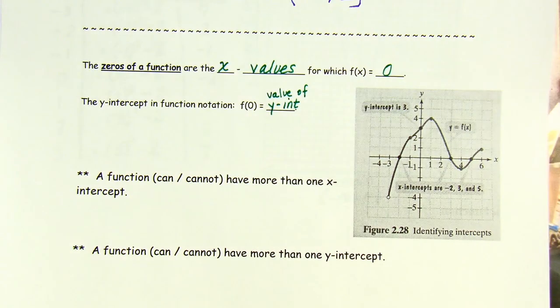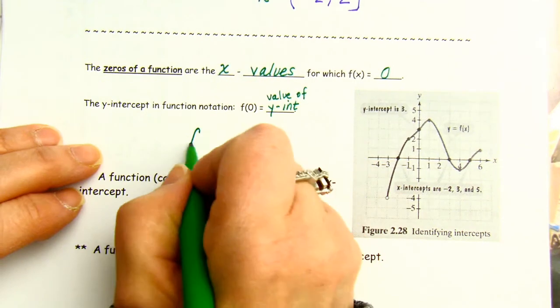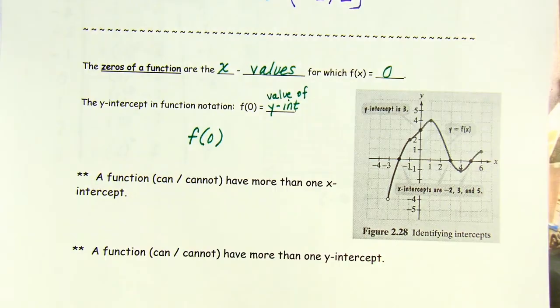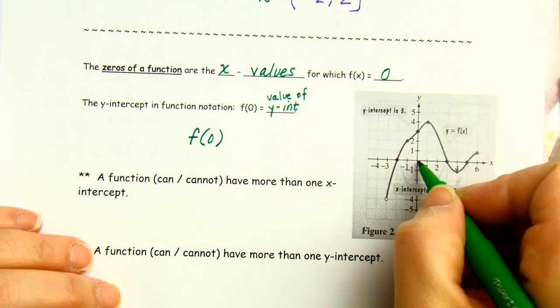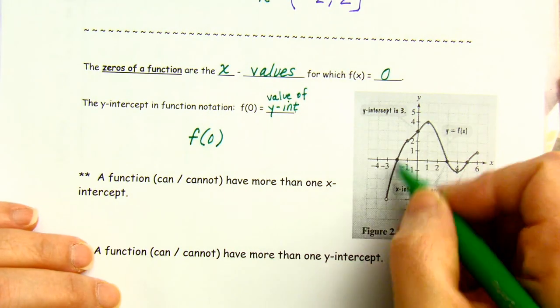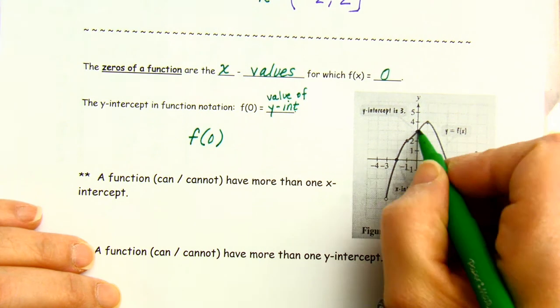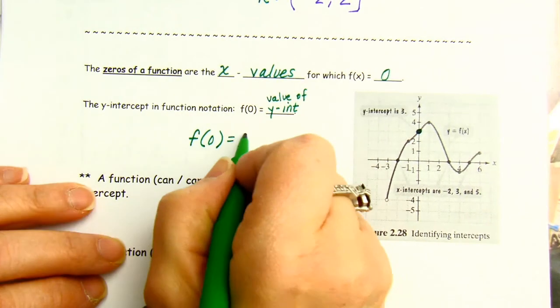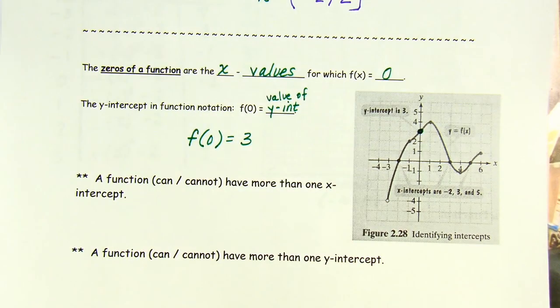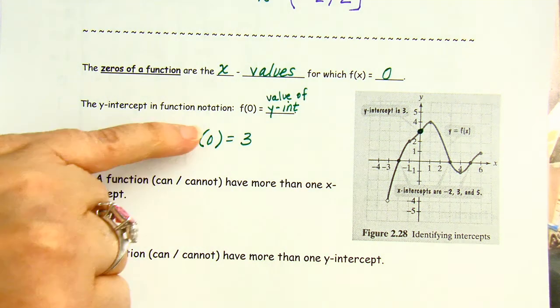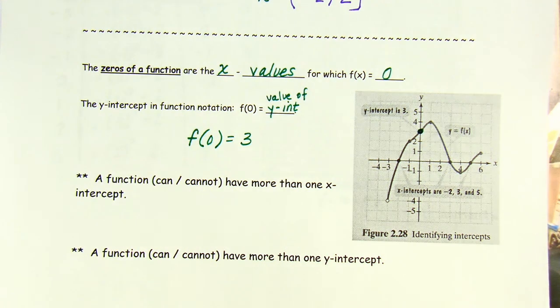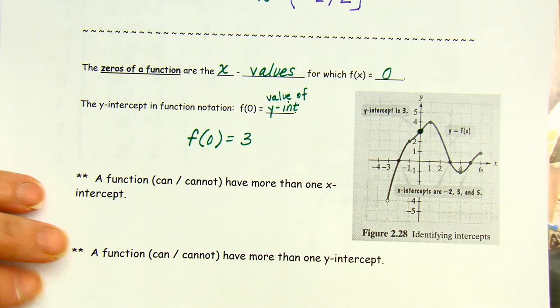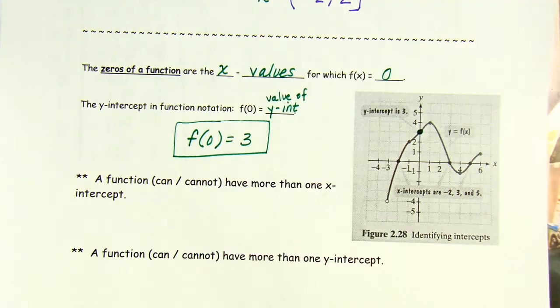So now, on the graph of this function in figure 2.28, what is the actual value of f of 0? Well, I'm looking for where x is 0, and where am I hitting the graph of this function? Right up here at a y value of 3. Folks, the y-intercept has coordinates 0, 3, or f of 0 equals 3. There's your y-intercept. So function notation for y-intercept is f of 0.